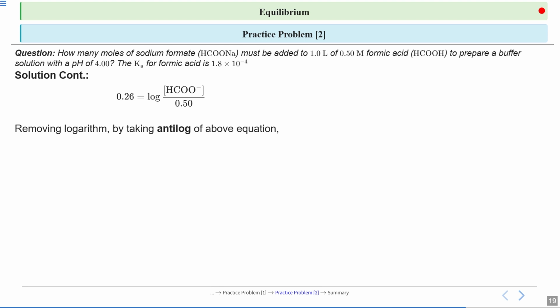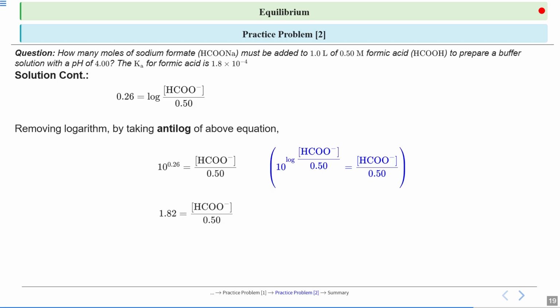What will happen? We will take anti-log on both sides, meaning you will be taking 10 to the power 0.26. Now your question should arise, why are we taking 10 to the power? Because we have taken the base 10. Therefore, for anti-log, we will take the power onto 10. Now 10 to the power log of something will give you that same value. So 10 to the power log of concentration of conjugate base divided by 0.5 will give you concentration of conjugate base divided by 0.5. So 10 to the power 0.26 is equal to concentration of conjugate base divided by 0.50.